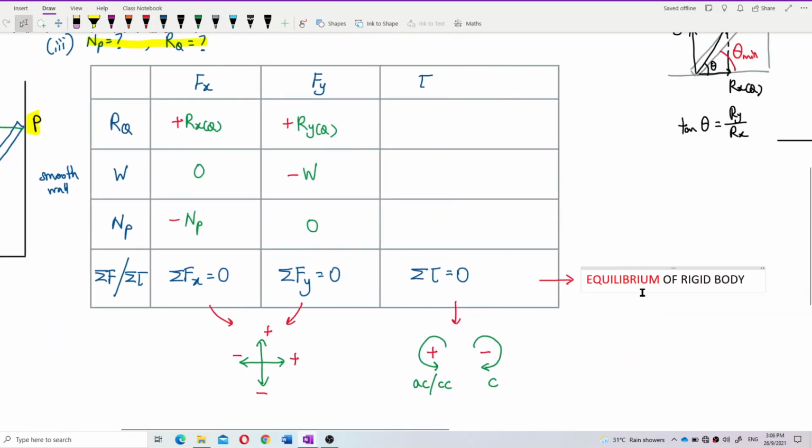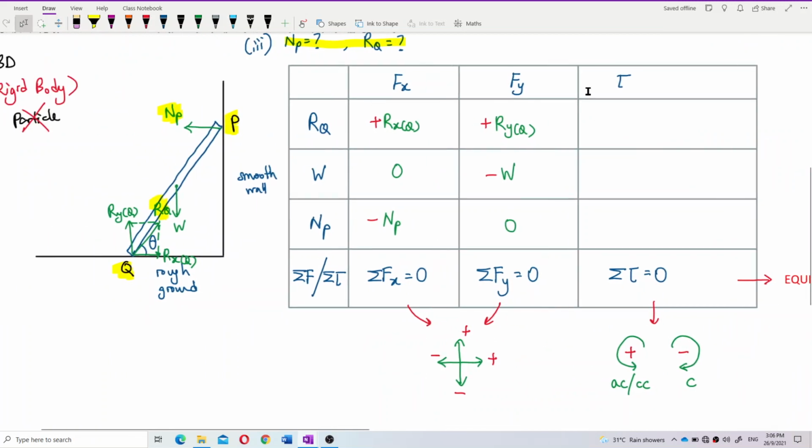You understand? Equilibrium. They must have opposite direction. Then only they can cancel to get Fx 0, Fy 0. Understand? One positive, one must be negative. You cannot have both positive. You cannot have both negative. Okay? Good. Finish that. How about the torque?